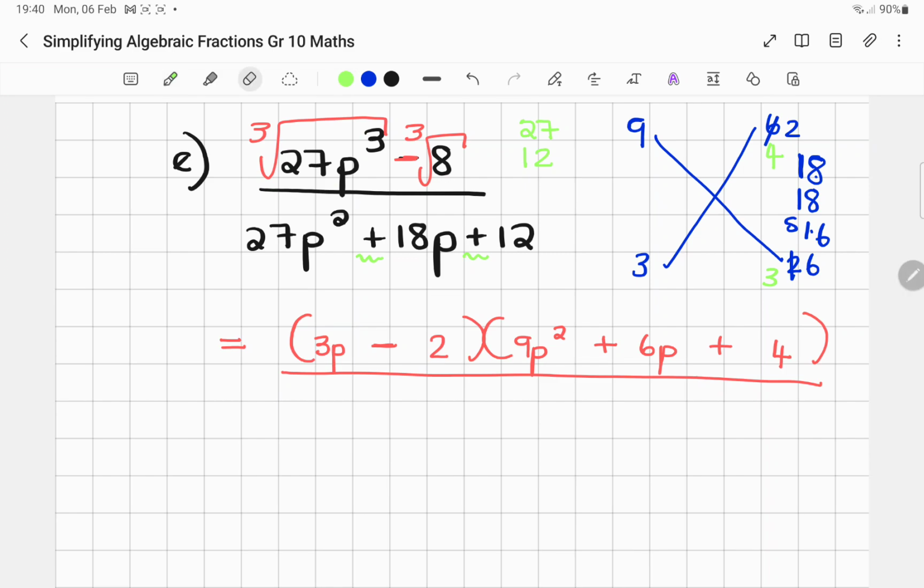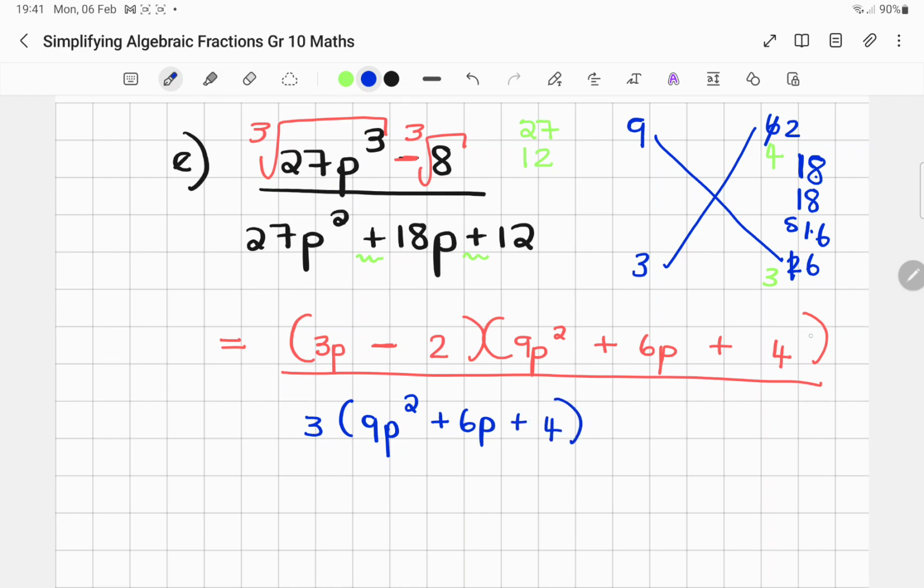Sorry, I paused the video and I just had to re-look at what is going on. But it actually always starts, good old lesson for myself as well, always start with an HCF. Can I take out a highest common factor? And yes, I can. I can take out a 3, and then you are left with 9p squared plus 6p plus 4.